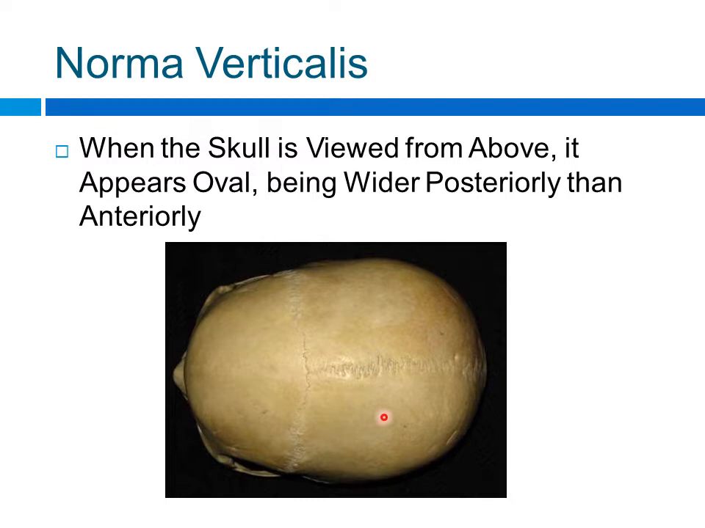So what are the bones forming the Norma verticalis? What we can see here, there are 4 prominent bones. We have number 1, the frontal bone. This is the frontal bone, and 2 parietal bones, and 1 occipital bone which is behind. Okay, so part of the occipital bone at this region, 2 parietal bones and 1 frontal bone. So a total of 4 bones can be seen from the superior aspect of the skull.